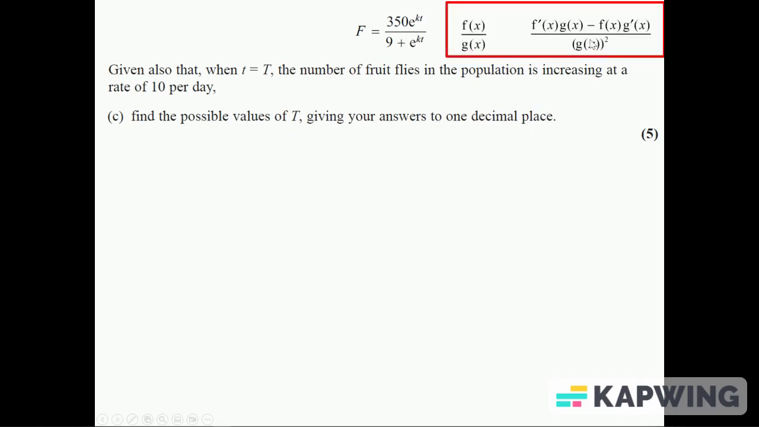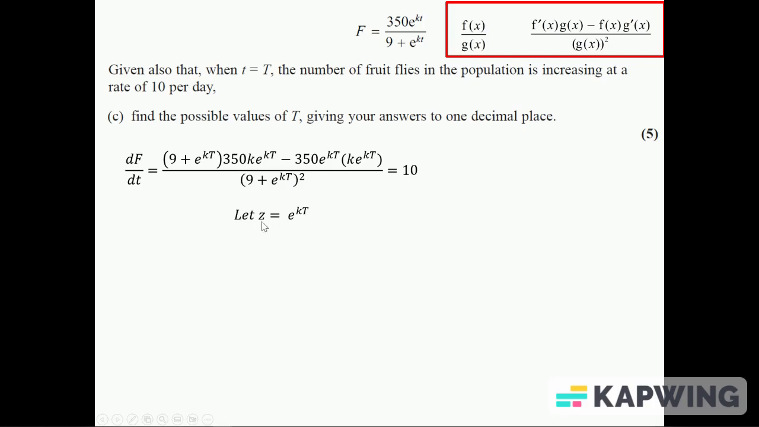Here's the quotient rule you get in the formula book. You've got the top line differentiated times the bottom, minus the top times the bottom differentiated, all over the bottom squared. So df over dt is going to be: there's the bottom line, there's the g of x, and the multiply of the top differentiated. Well, it's going to be 350k e to the kt, because that's what e to the kt differentiates to, minus the top line 350 e to the kt multiplied by the bottom differentiated, which is k e to the kt, all over the bottom squared, and that's going to be equal to 10.